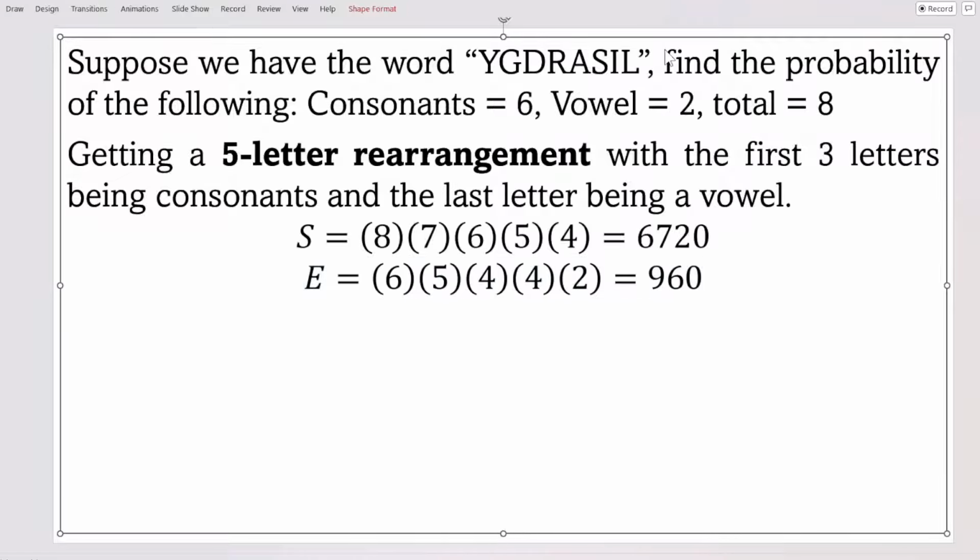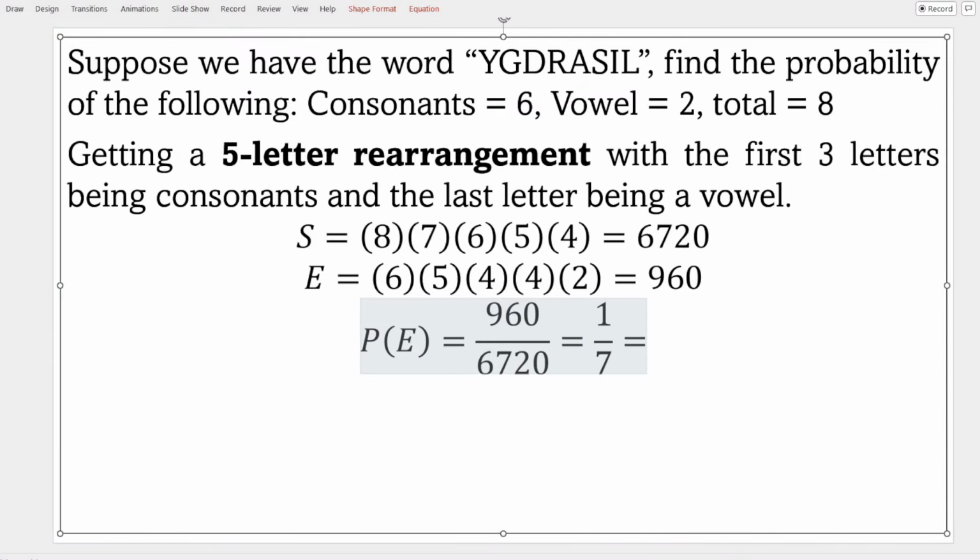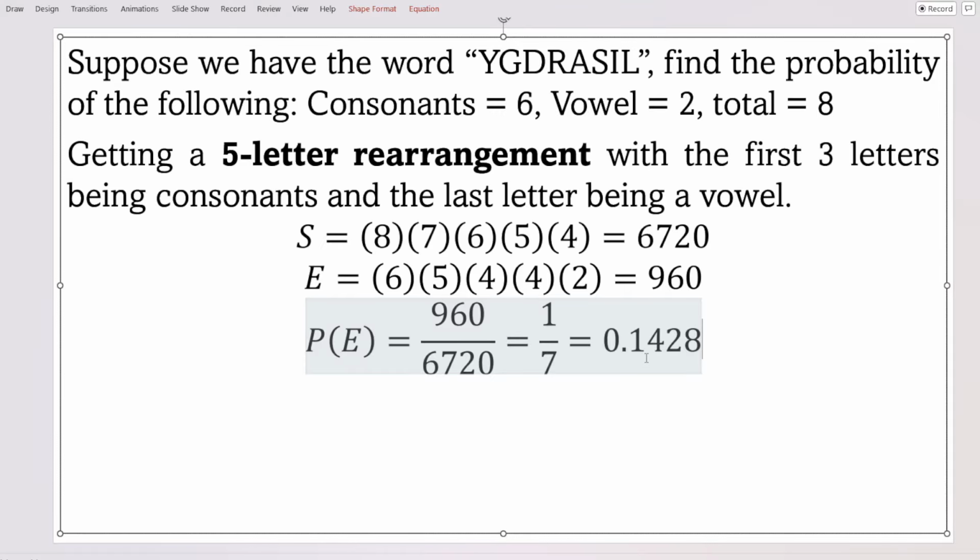And of course, the final step: the probability of E is equal to the number of outcomes that we want, the number of outcomes that satisfy the condition, divided by all the possible outcomes. Putting this in the calculator, you get 1 over 7. And 1 over 7 is, in decimal, 0.1429. So that is the answer to this final item in our quiz.